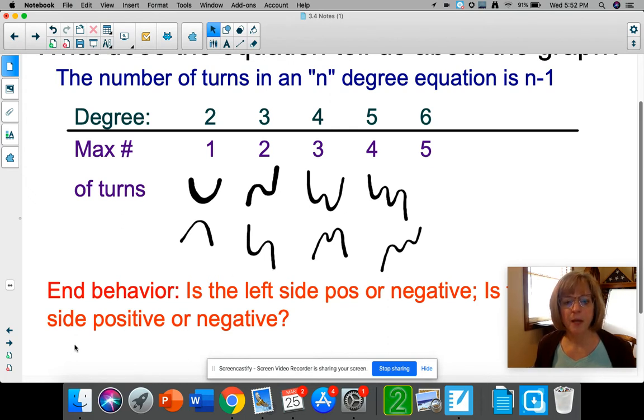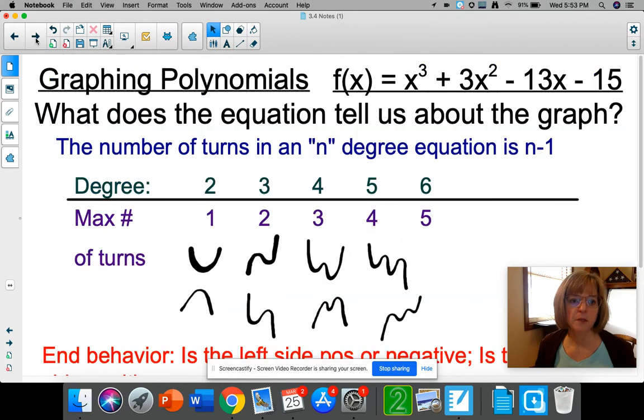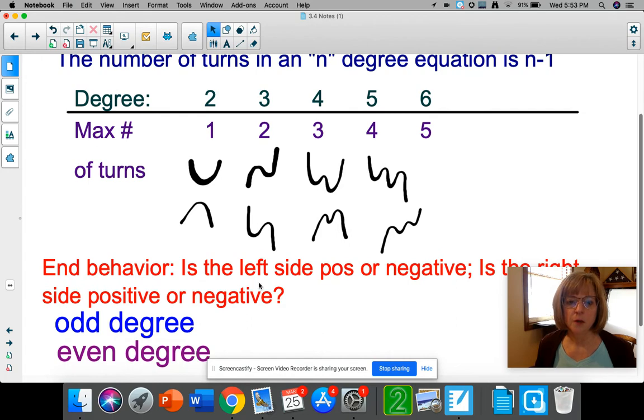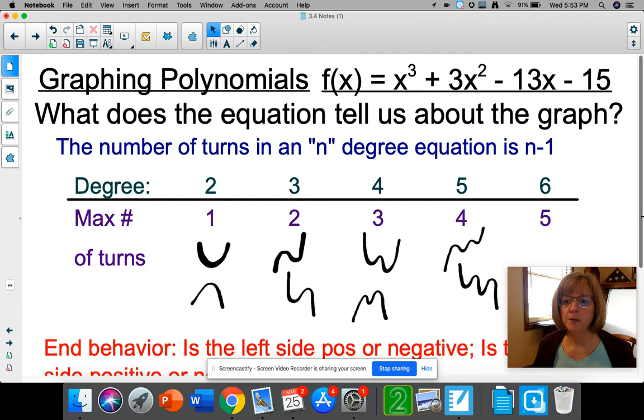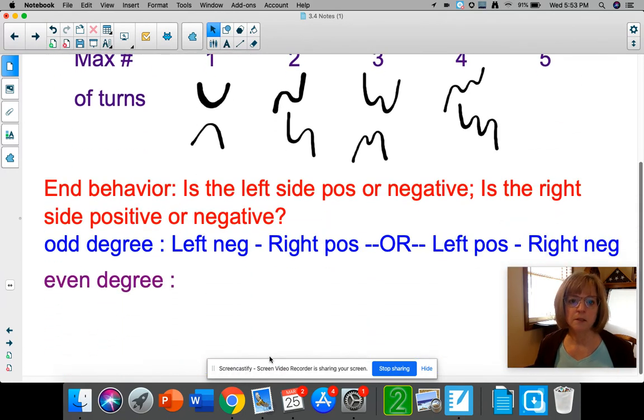It turns out there's a pattern to these end behaviors. The even powers, 2, 4, and 6, have similar end behaviors, as do the odd powers. If we look, our odd degrees start and end in an opposite way. So if the left side's negative, like here, then the right side's positive. Over here on our 5th degree equation, this one has a left side that's positive, but a right side that's negative.